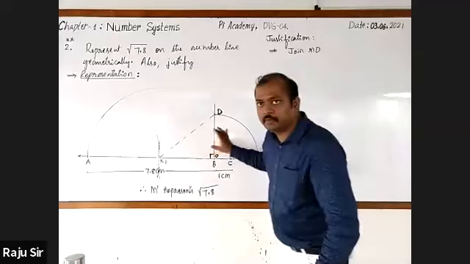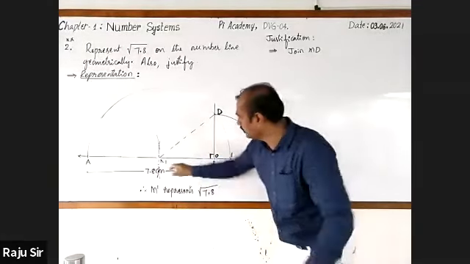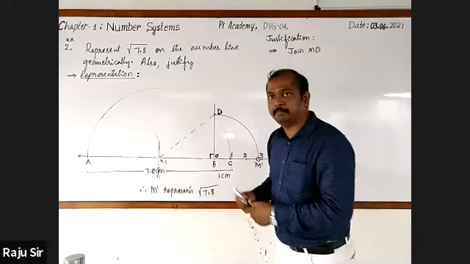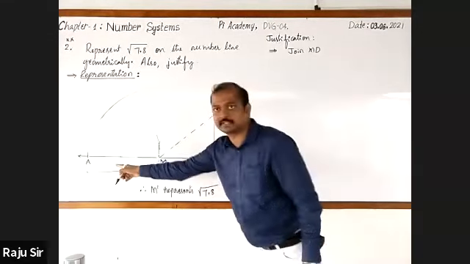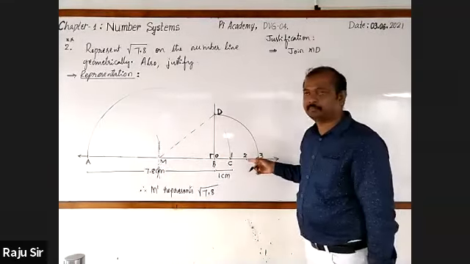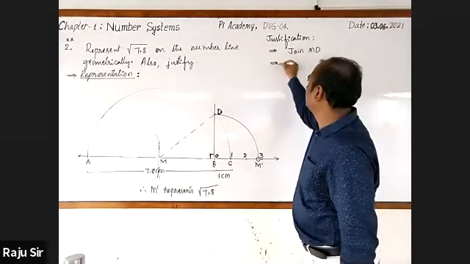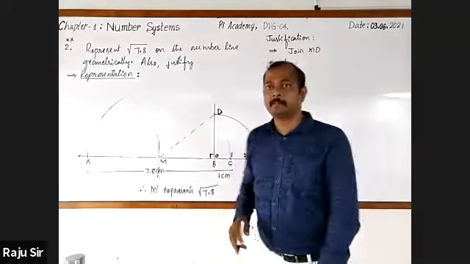Okay, look here. We want BD. To find out BD, you must know MD as well as MB. So let us find out both. MD is nothing but radius. To find out radius, you must know diameter. Anybody want to tell what is diameter?